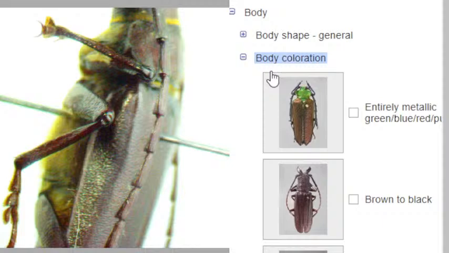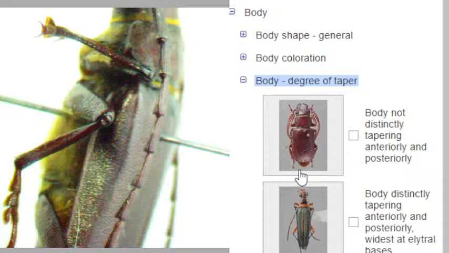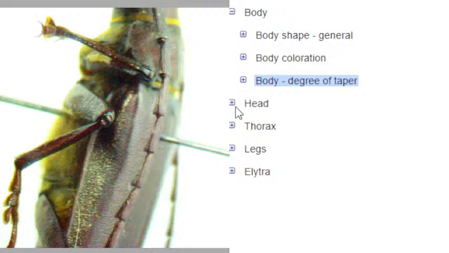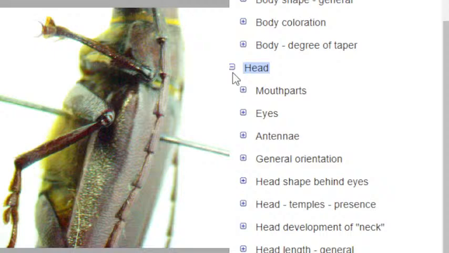All right, body color. Either metallic or brown to black, definitely brown to black. Body not distinctly tapering, body distinctly tapering. We're not going to answer that one. The fun thing about lucid keys is if you're not sure, you don't have to answer it. All right, what about the head? We're going to go check out its eyes.